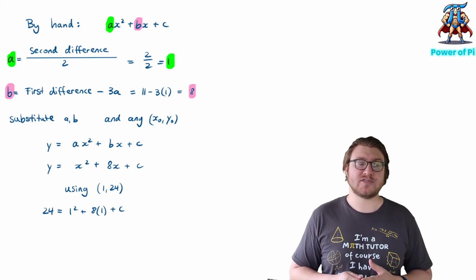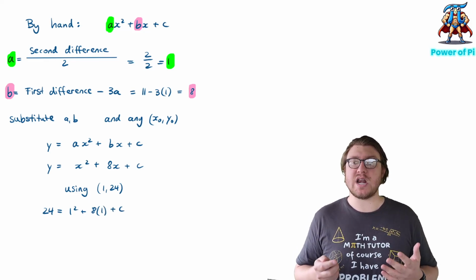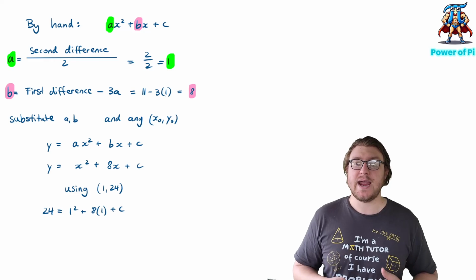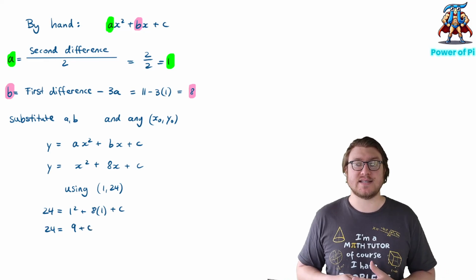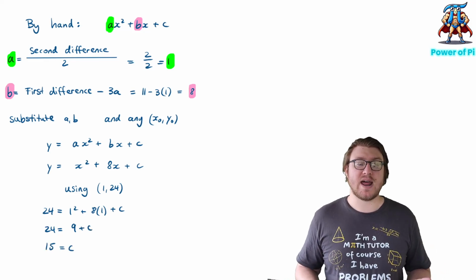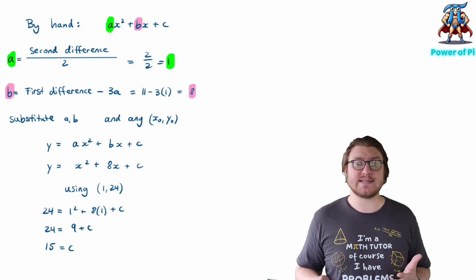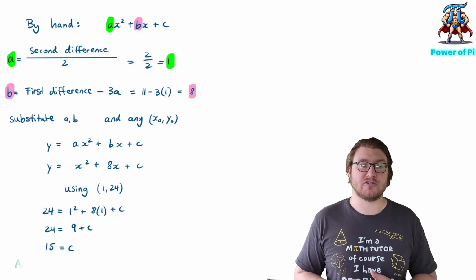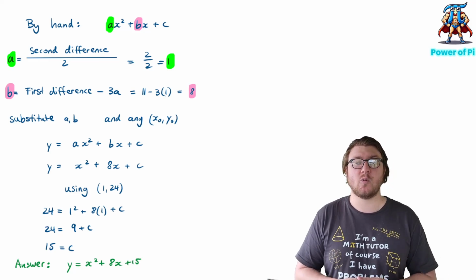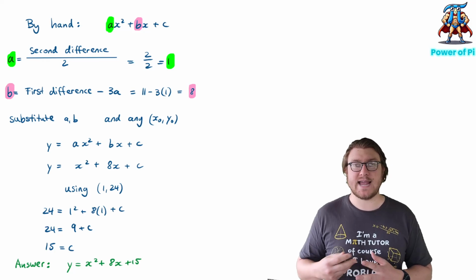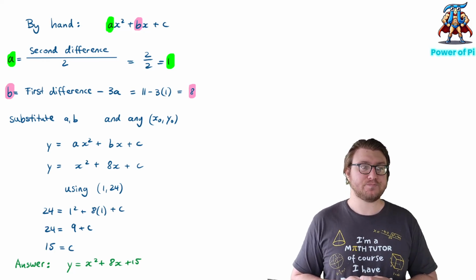Substituting this in gives us this equation with one unknown variable for c, and we're just going to put 1 squared plus 8 times 1 in the calculator, which gives us 9, and we need to move 9 to the other side by doing minus 9. Then we get our value for c. And remember to write your final answer, your equation: y is x squared plus 8x plus 15.